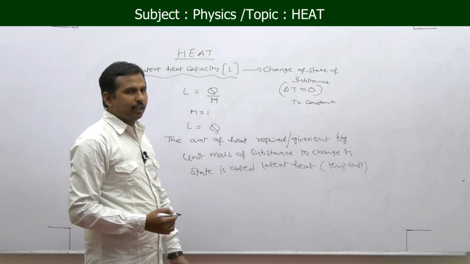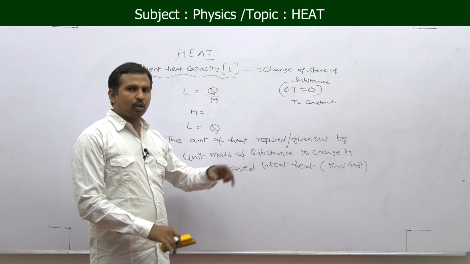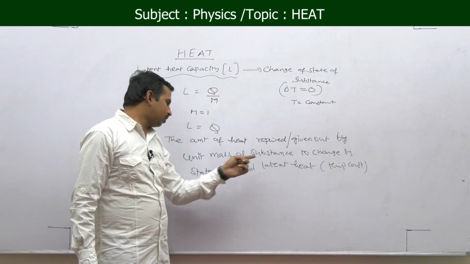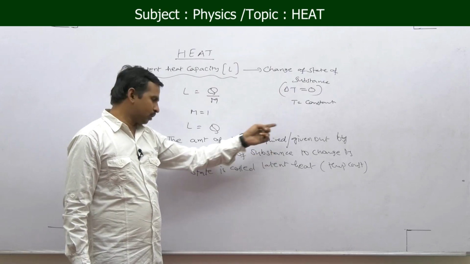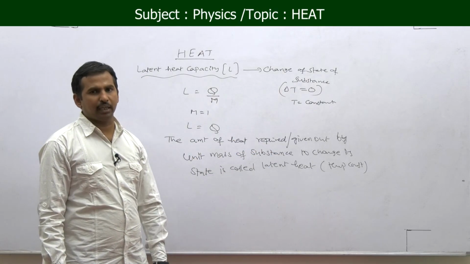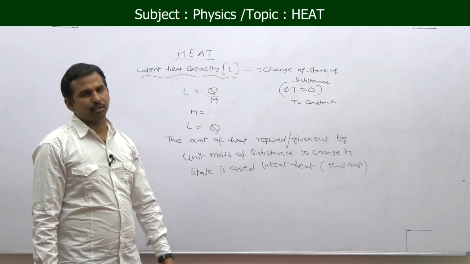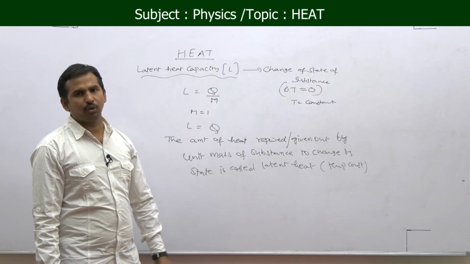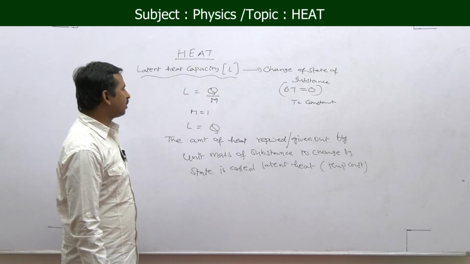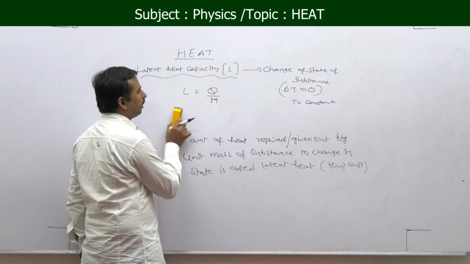Okay? At a constant temperature, the amount of heat energy required or given out by unit mass of a substance to change its state, that heat energy only we call the latent heat capacity. So latent heat capacity, L is equal to Q by M.